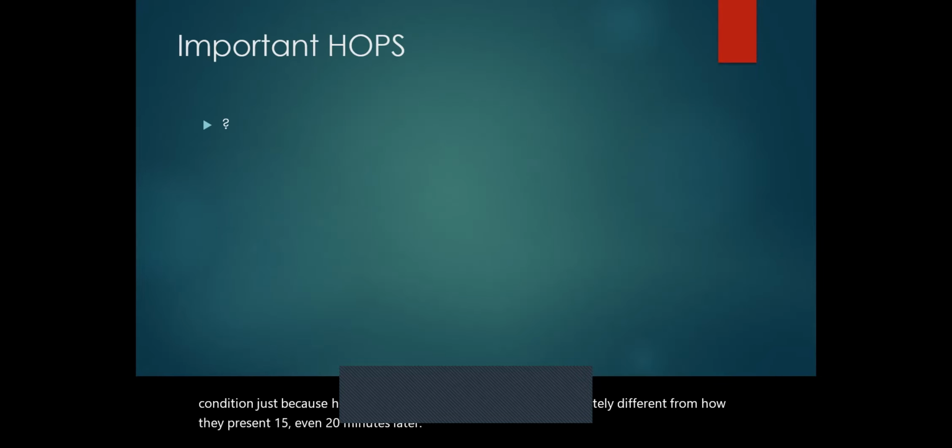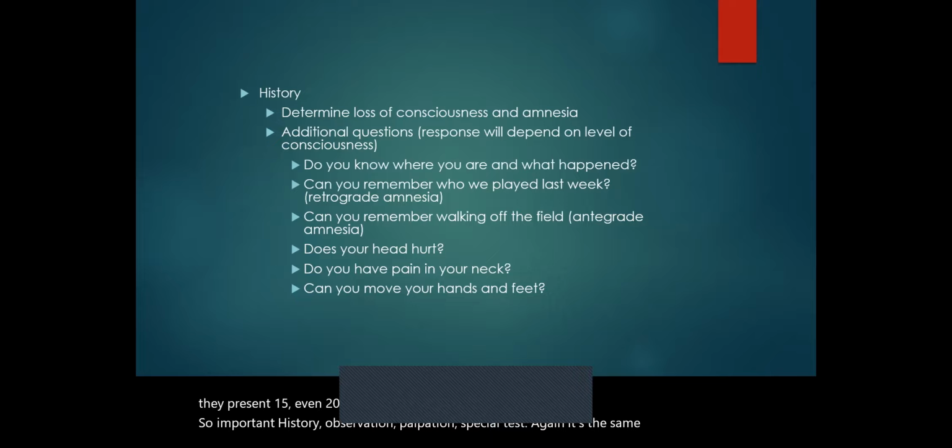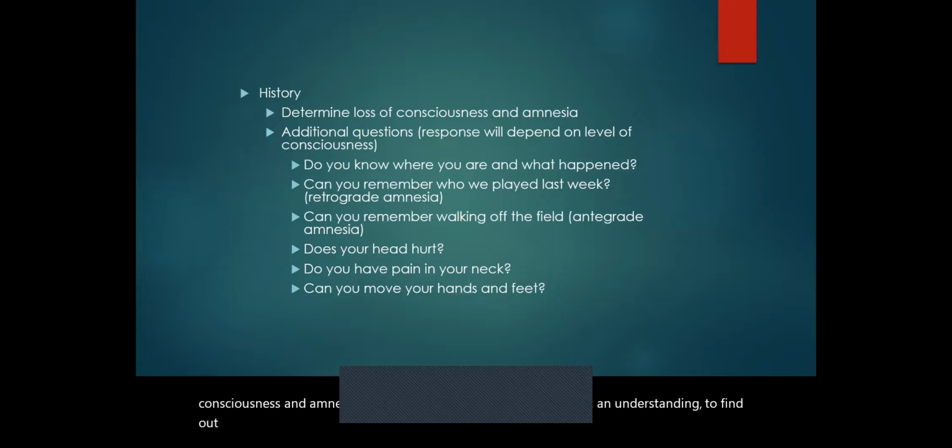So important history, observation, palpation, special tests. Again, it's the same 20 questions that we typically play as it relates to history questions. But when we're thinking about loss of consciousness and amnesia, it's important to find out mentally where that athlete is. Do they know what happened? If they don't know what happened, was it before or after the hit that they're having trouble remembering? If they can't remember from that injury to the past, they might be experiencing retrograde amnesia, versus from that injury to the present, anterograde amnesia. So at what point are they having recall and memory issues?